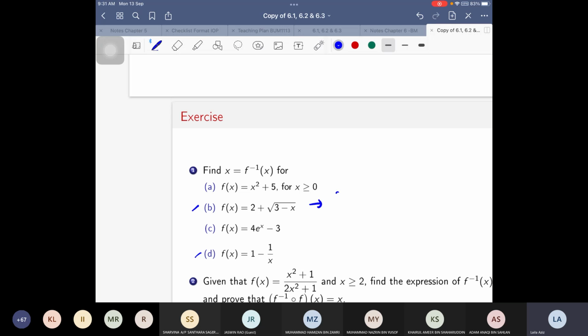Okay, for B, ada siapa dah dapat jawapan? So what is the F inverse? 7 tolak X kuasa 2. 7 tolak X kuasa 2. Kenapa I dapat lain sikit? Y kuasa 2 tolak 7. Y kuasa 2 tolak 7. No, I get different answer. Y kuasa 2 tambah. You akan ada kuasa 2, akan ada Y juga.